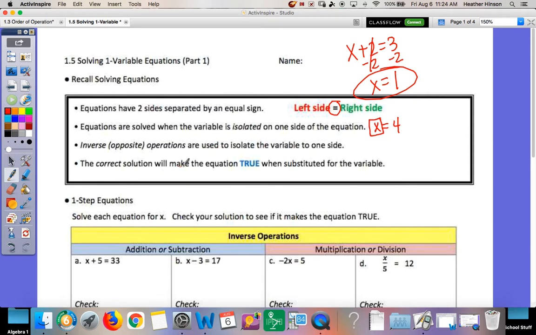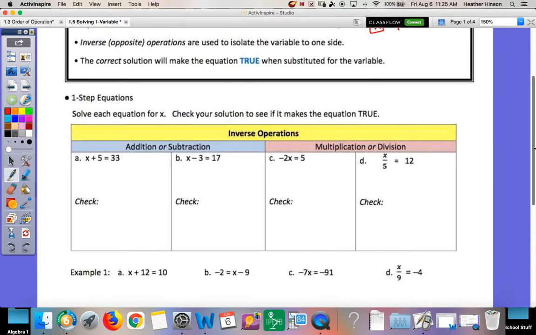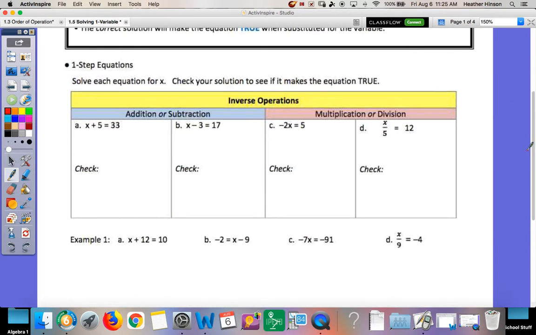So I'm going to do the opposite of whatever I see in the problem. And the correct solution will make it true when you substitute it in. So if I substitute that 1 back into my equation, 1 plus 2, that is 3. Does 3 equal 3? Yes. So that is true, and my answer is correct. So let's check these. Let's try them.